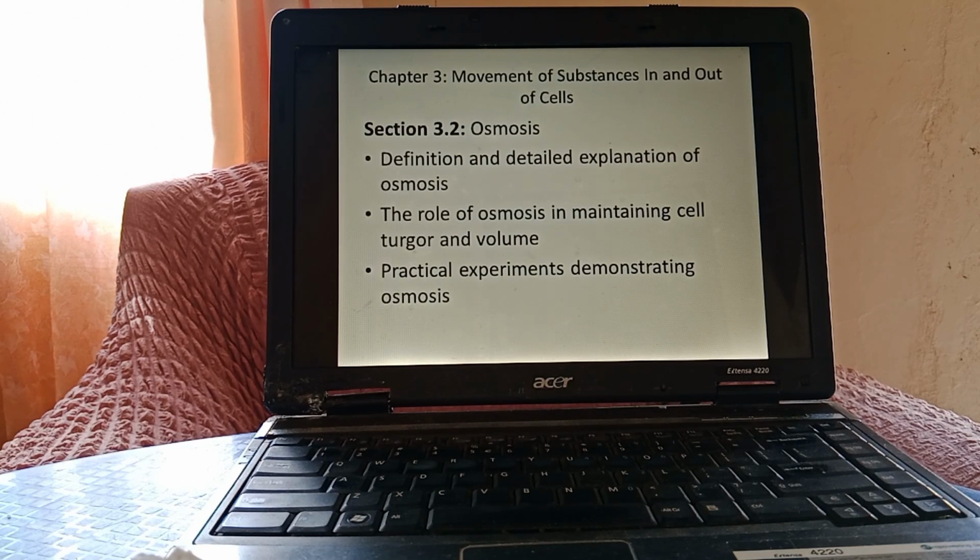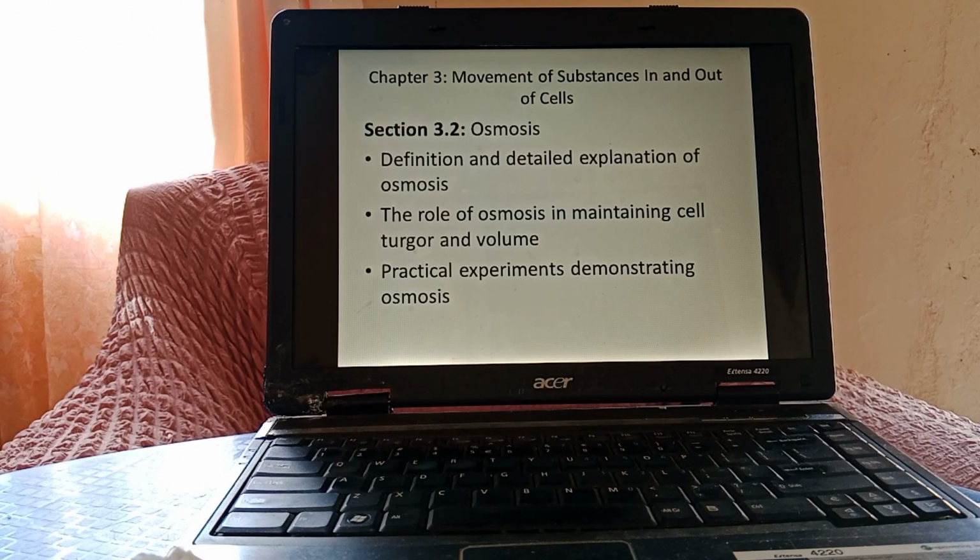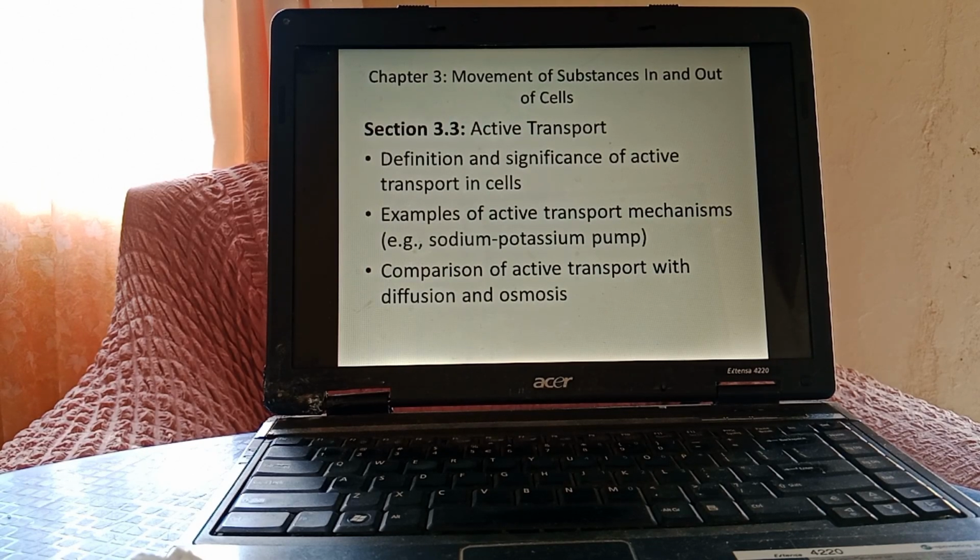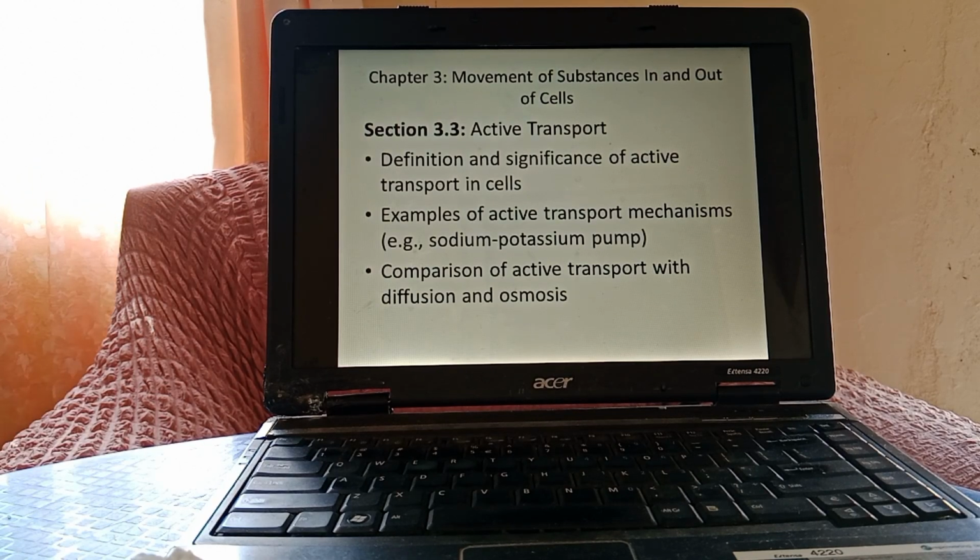Section 3.2 is osmosis, definition and detailed explanation of osmosis, the role of osmosis in maintaining cell turgor and volume, and then you have practical experiments demonstrating osmosis. Section 3.3 is active transport, definition and significance of active transport in cells, examples of active transport mechanisms like the sodium-potassium pump, and the comparison between active transport with diffusion and osmosis.